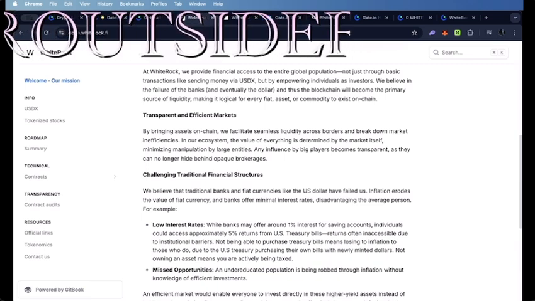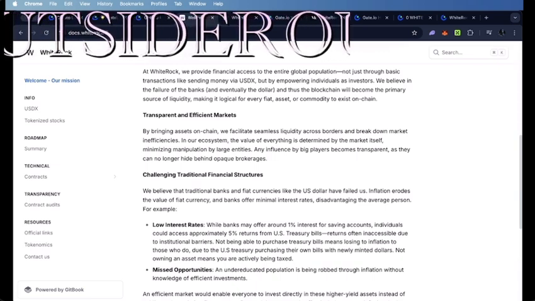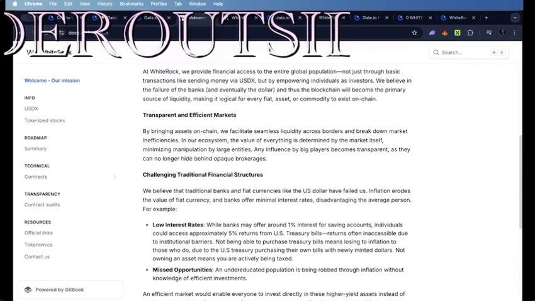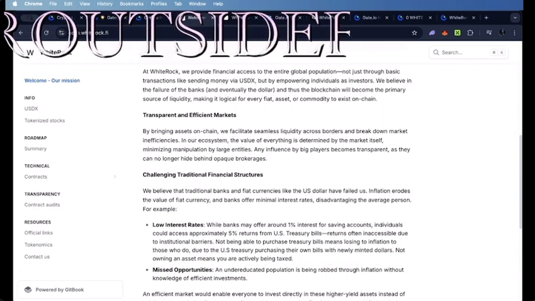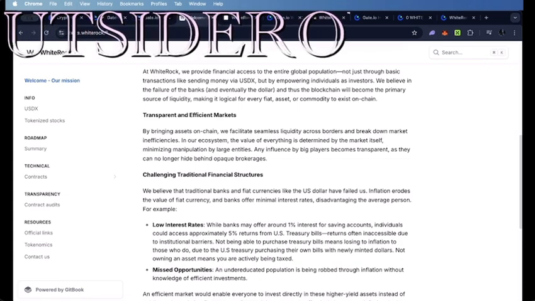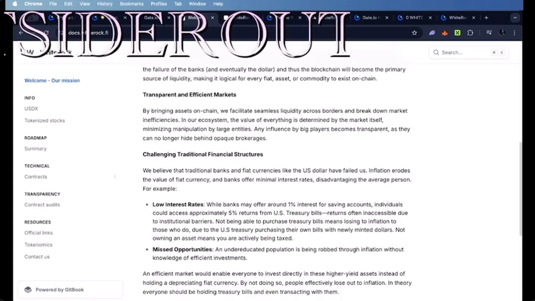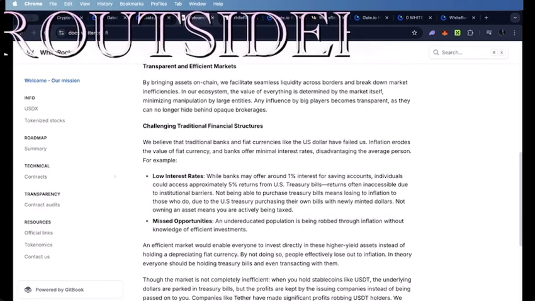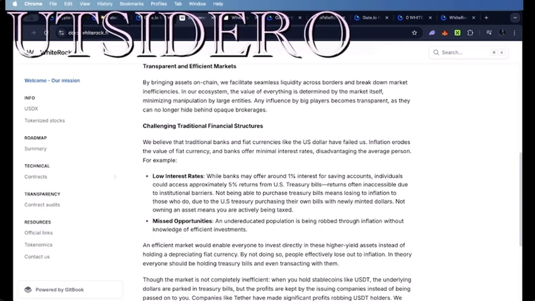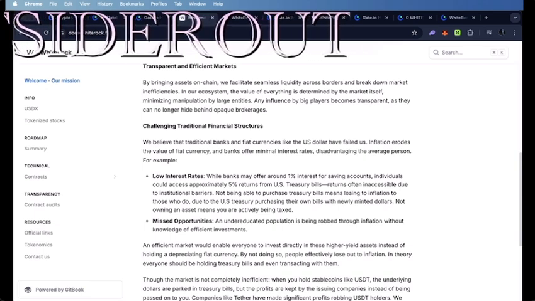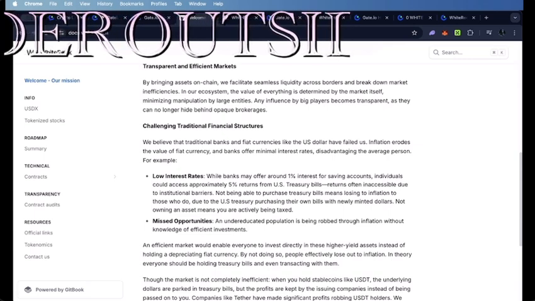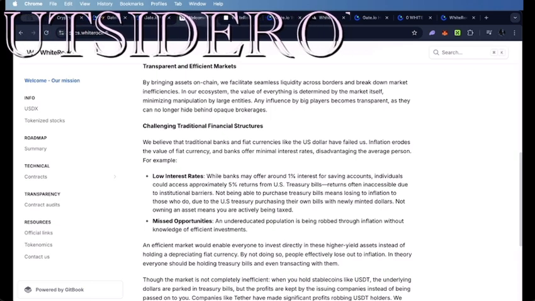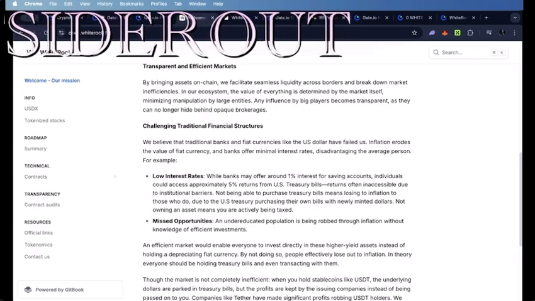inefficiencies. In our ecosystem, the value of everything is determined by the market itself, minimizing manipulation by large entities. And influence by big players becomes transparent, as they can no longer hide behind opaque brokerages. Challenging traditional financial structures, we believe that traditional banks and fiat currencies like United States dollars have failed us. Inflation erodes the value of fiat currency, and banks offer minimal interest rates, disadvantaging the average person.